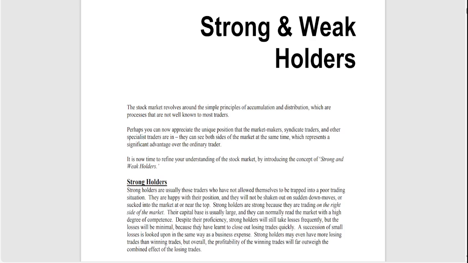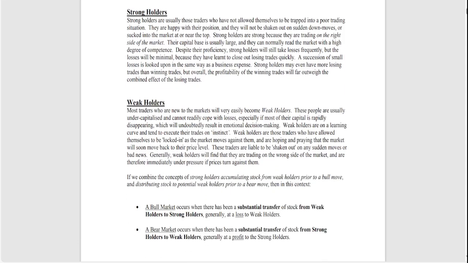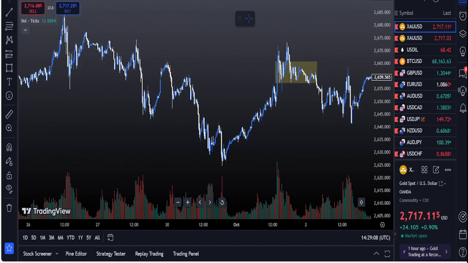They know where they should put the stop loss, and they quickly close their trade if it goes wrong. They are very smart, so they are smart investors. They are not the herd or the public, they are strong holders, so the market cannot trap them easily. So these are strong holders. And what are weak holders? Weak holders are we, the public. We are the weak holders.